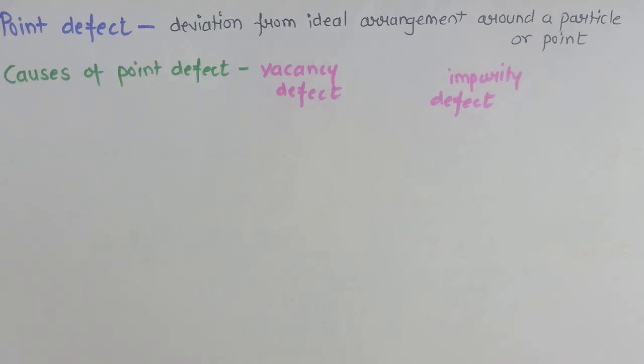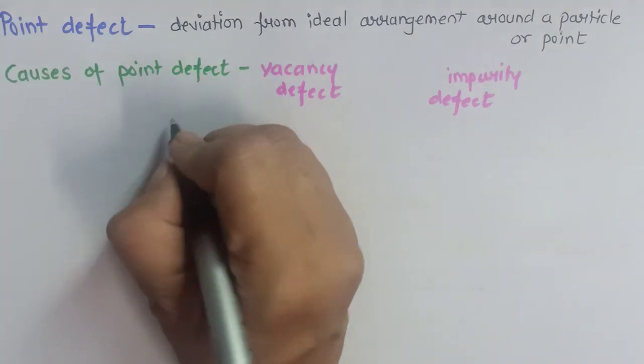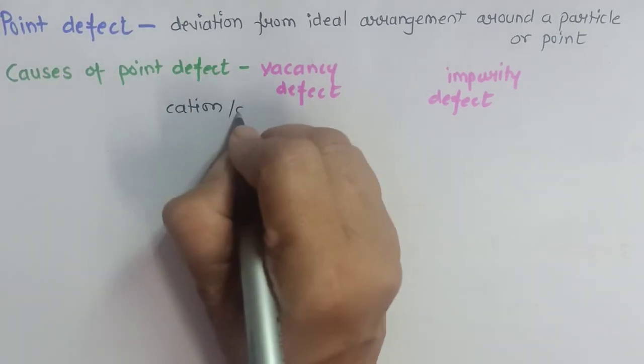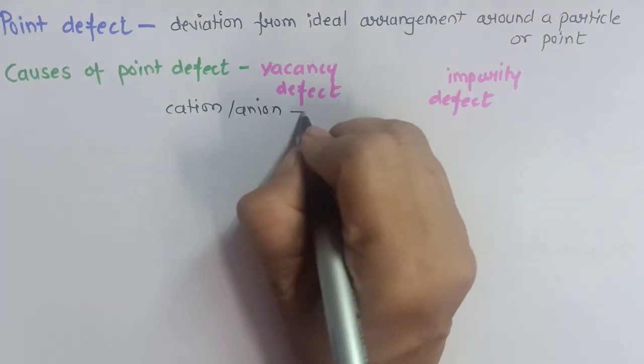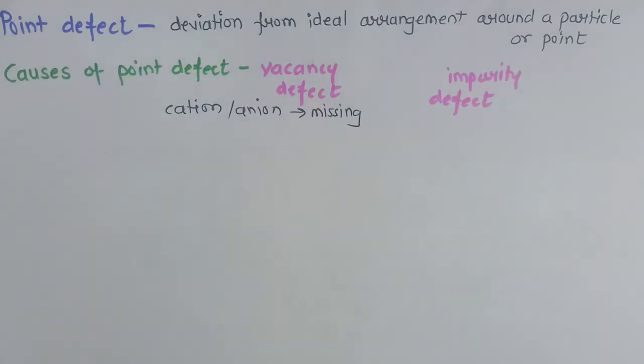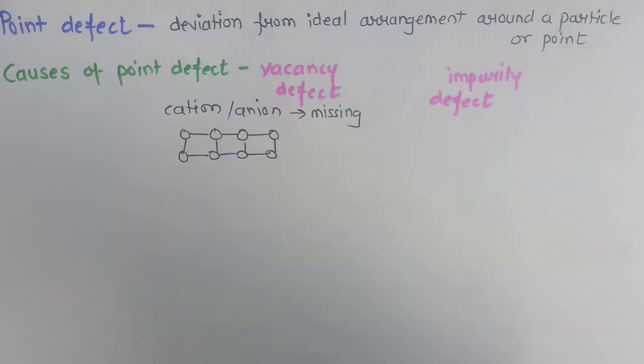Now what are the causes of point defect? It may arise due to vacancy defect, or it may arise due to impurity effect. Let us discuss them one by one. Vacancy defect arises when either a cation or anion is missing from its site. Since our study is about ionic solids, I will discuss with respect to cation and anion. In an ideal crystal, let's say there must be 100 cations and 100 anions. But due to vacancy defect, it may happen that cations are 100 but anions are 95. That is what we call vacancy defect.